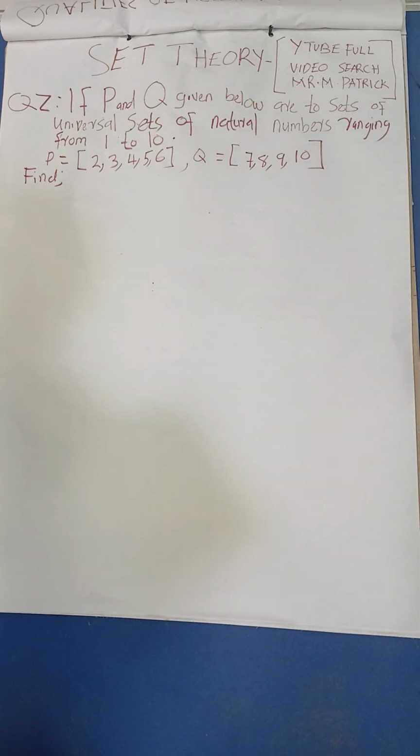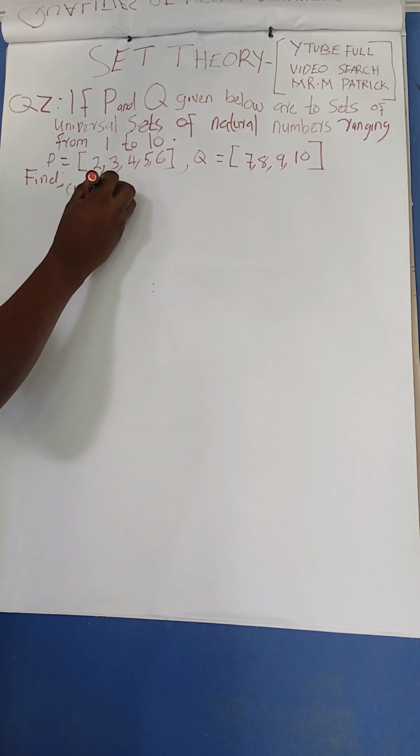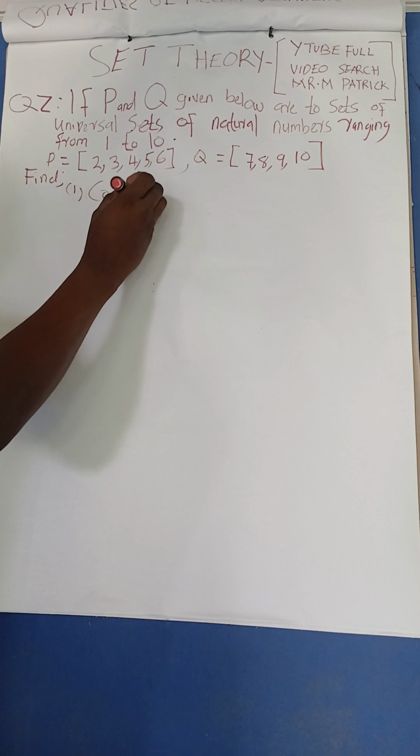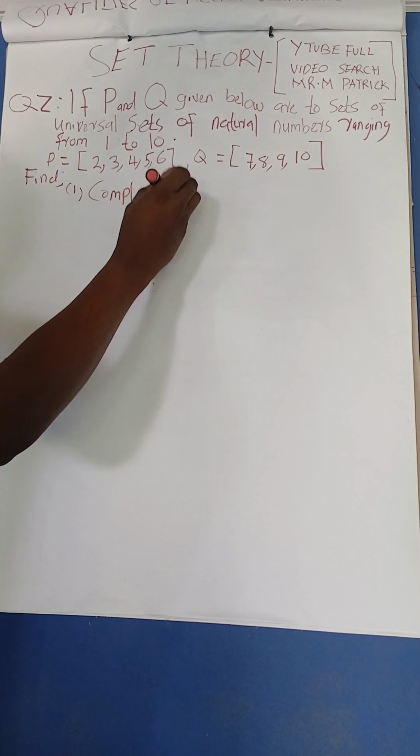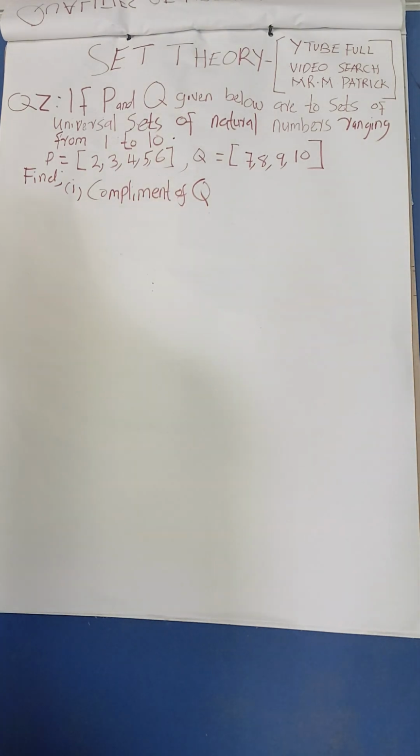So we have been given a question and we have been told to find one. We are being asked to find, what? You have to find the complement of Q. The complement of Q. You have been asked to find the complement of Q.